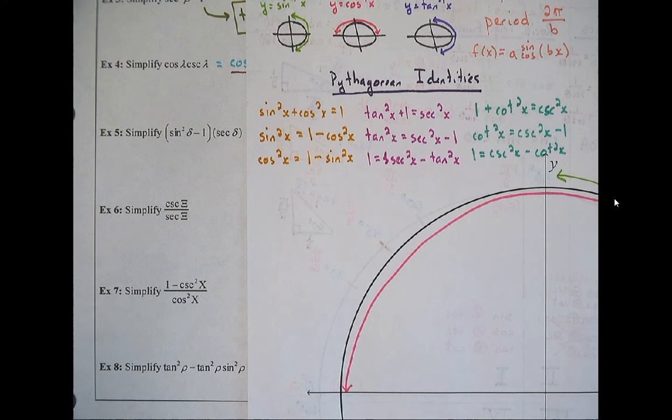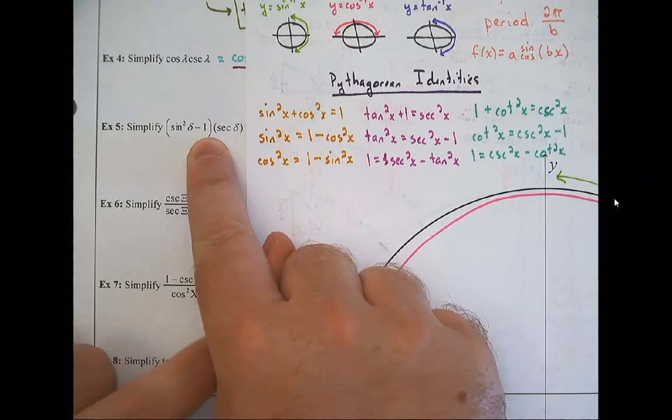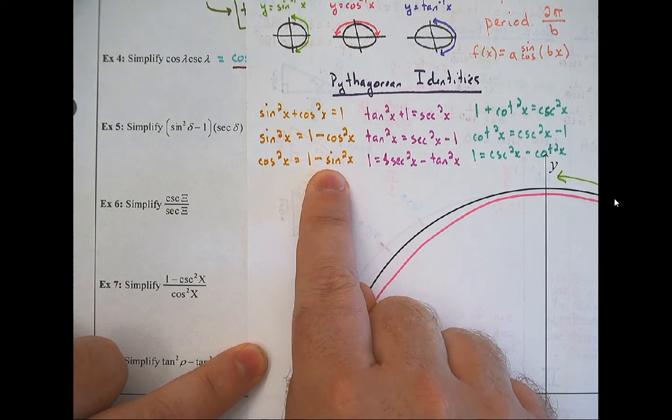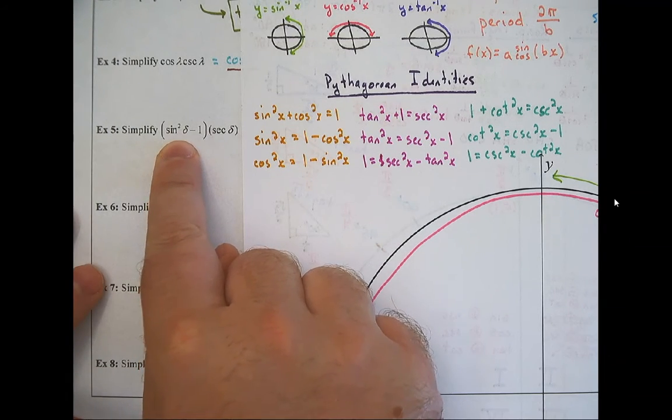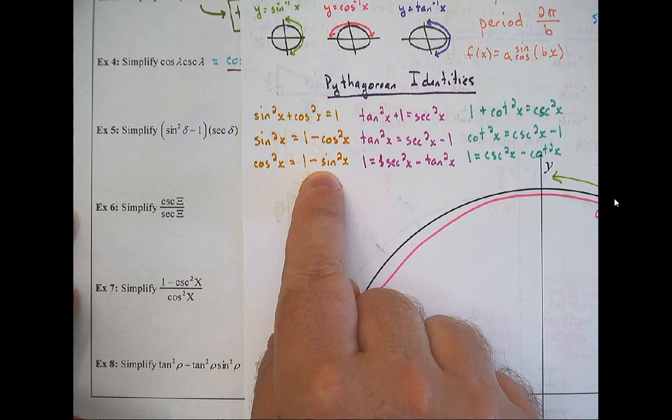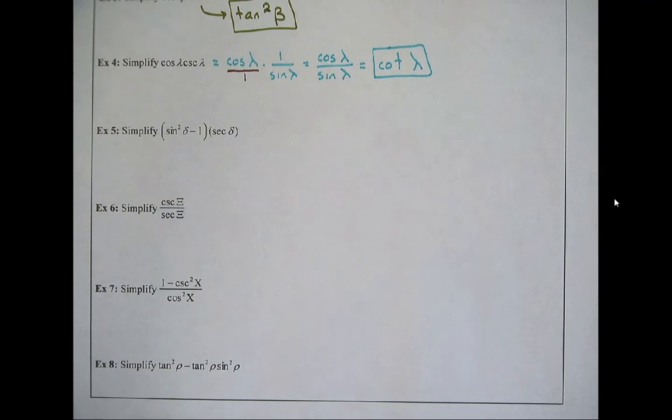What's 10 take away 3? 7. What's 3 take away 10? Negative 7. So I get the same answer, but they're off by a negative when I switch around the order of things subtracting. 10 subtract 3 is the opposite of 3 subtract 10. So when I have sine squared minus 1, that's going to be the opposite of 1 minus sine squared. So I'm going to leave a little note here.